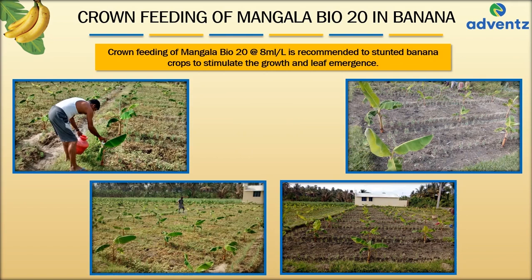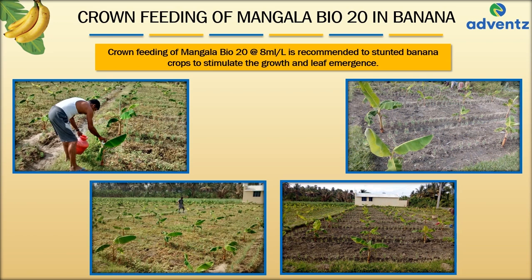These images show the crown feeding operations in banana and their effect on stunted banana plants. The crown feeding procedure is applying Mangala Bio 20 at the rate of 8 ml per liter of water and pour 100 ml at the top of each stunted banana plant to stimulate the growth and new emergence of leaves to maintain uniform heights of plants in the banana field.